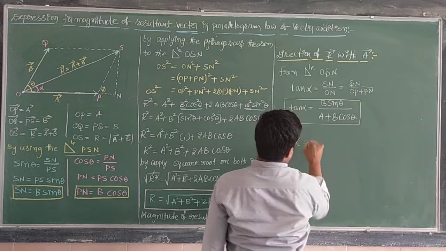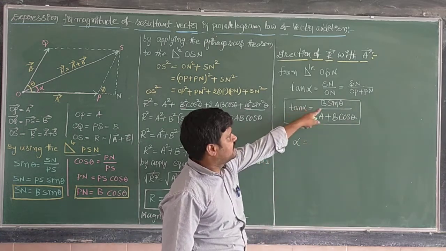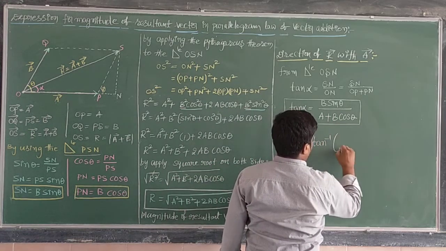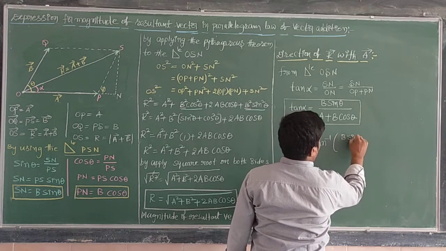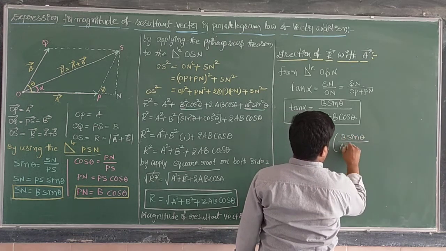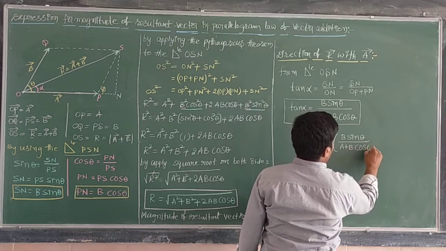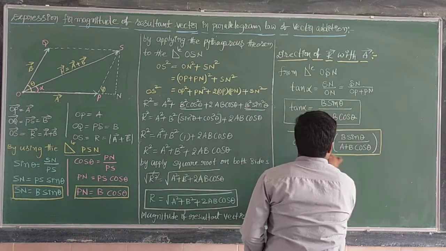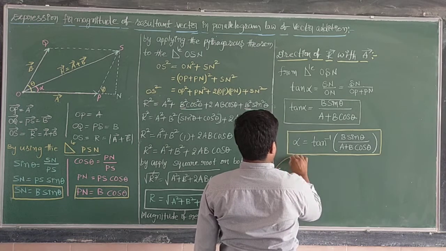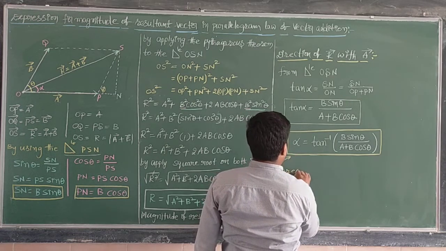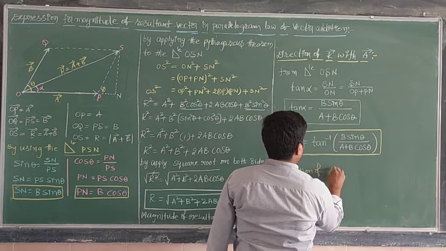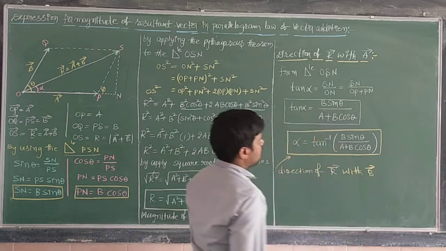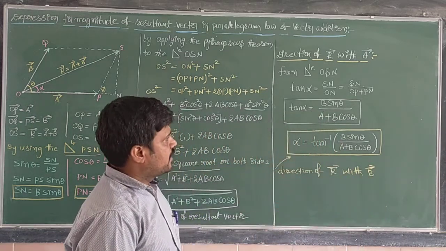Otherwise, alpha is equal to tan inverse of B sin theta divided by A plus B cos theta. Now this is the expression for the direction of R bar with respect to A bar. Yes, this is the direction difference.